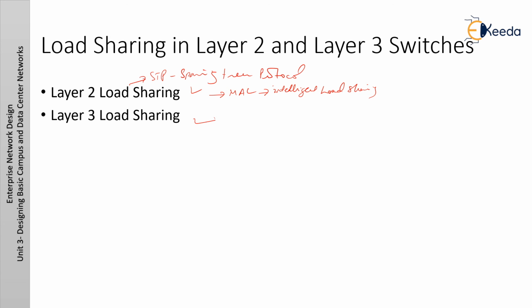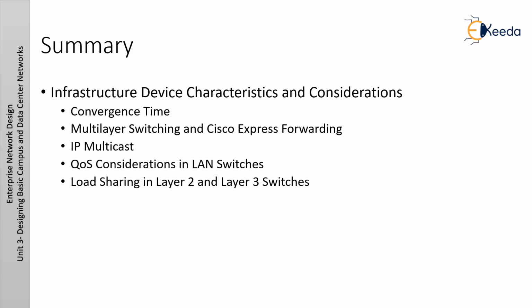So with this we finish this part of the lecture. We have discussed infrastructure device characteristics and considerations like convergence time, multi-layer switching, and Cisco Express Forwarding. These two protocols are there. IP multicast, quality of service considerations in LAN switches, and load sharing in layer 2 and layer 3 switches.